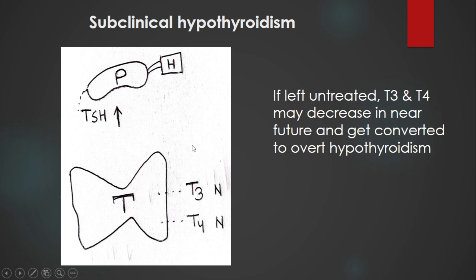So in this case, T3 and T4 are now normal, but when left untreated, it may be converted to overt or true hypothyroidism later, maybe after a few weeks, months or a year. So now T3 and T4 are normal, but if left untreated, it gets converted to true hypothyroidism. Our pituitary senses this very early, it is very smart. That's why TSH starts producing more. So that's why TSH is high here. When you get T3 and T4 normal and TSH increased, that is the case of subclinical hypothyroidism.